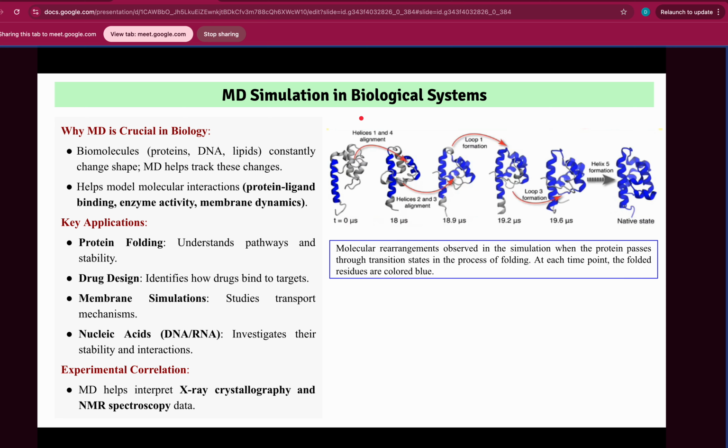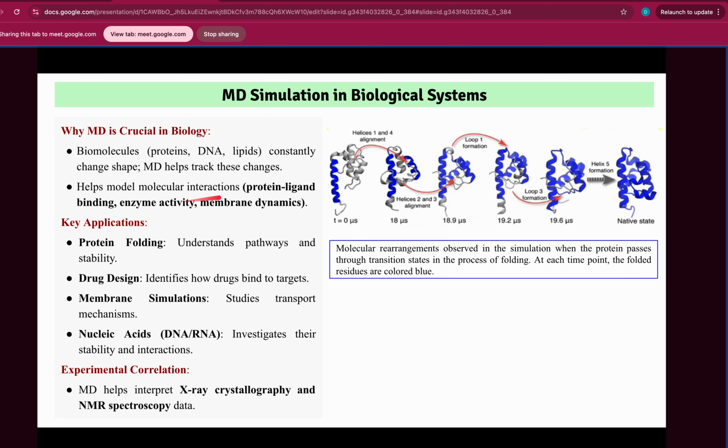Now if we talk about MD simulations in biological systems, we'll see where we can apply MD simulations. First of all, why is MD simulation crucial in biology? Different biomolecules which constitute our body, such as proteins, DNA, lipids, constantly change their shape. They are constantly undergoing different interactions, different processes, and bringing about the effect at the level of phenotype. So MD helps to track these changes, how interactions are happening, what changes are taking place in different conditions. So we can compare normal and disease situations, and see which interactions are getting changed.